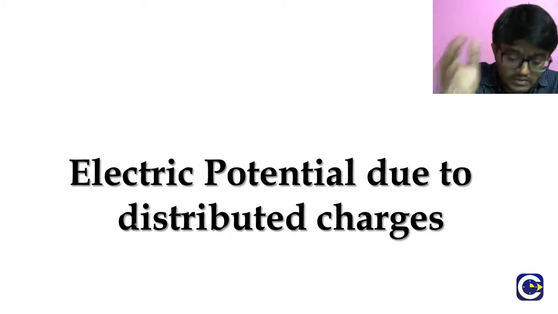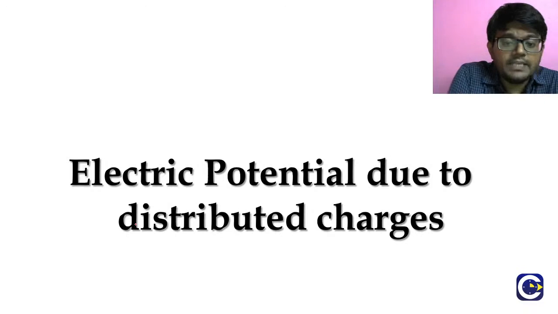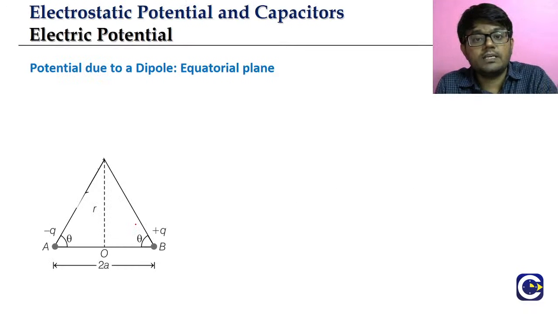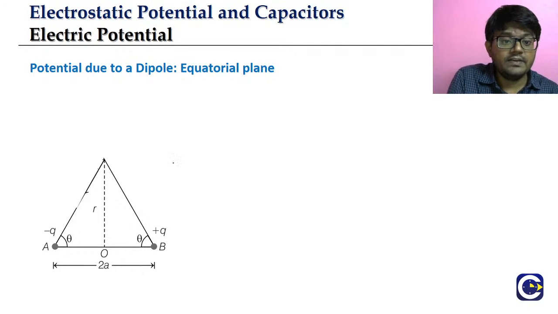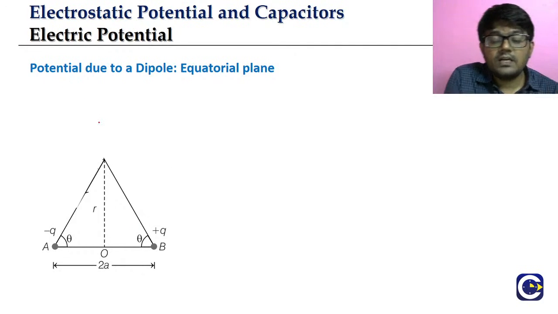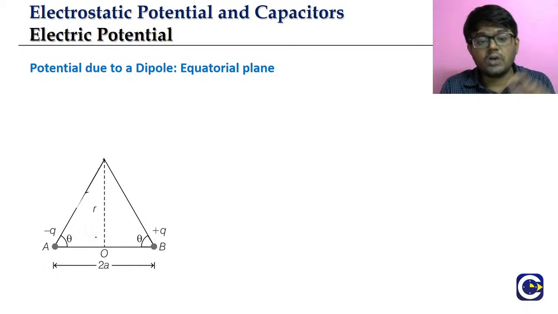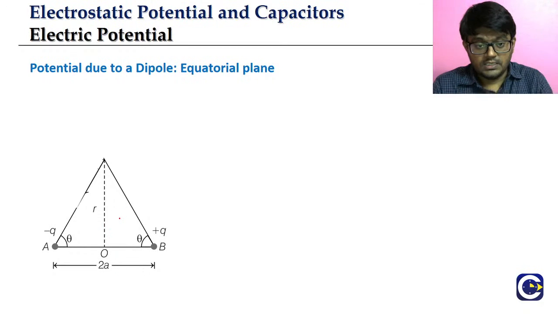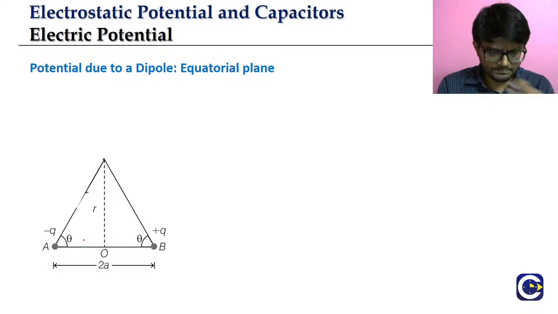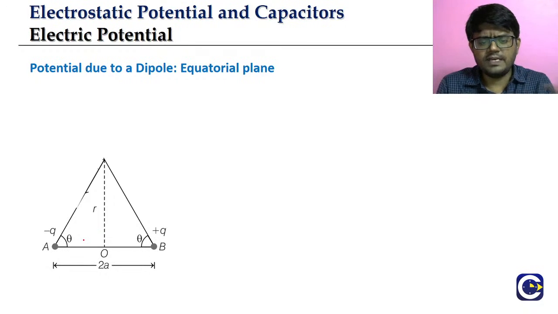But even before the distributed charge, let us discuss one important arrangement of charge configuration. We talked about this already: the dipole. What is a dipole? A combination of two equal and opposite charges. So we'll see what is the potential that a dipole will create.